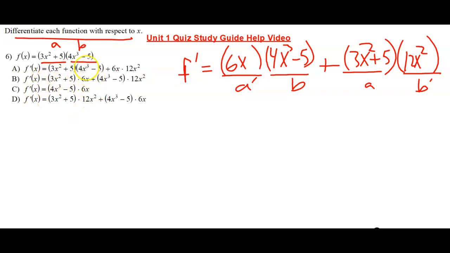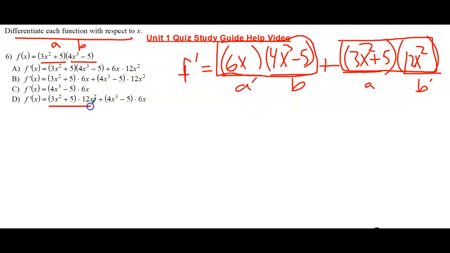Now, this is a multiple choice question, and we have to be careful because there's different ways this could be written. Here's what has to be the case. 6x has to be multiplied with 4x cubed minus 5. And this one, 3x squared plus 5, has to be multiplied with 12x squared. The order doesn't matter at all. Just so long as those two sets of parentheses are grouped, then we're good. So let's take a look here.